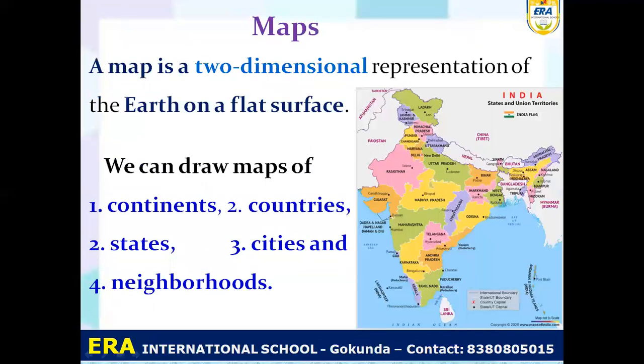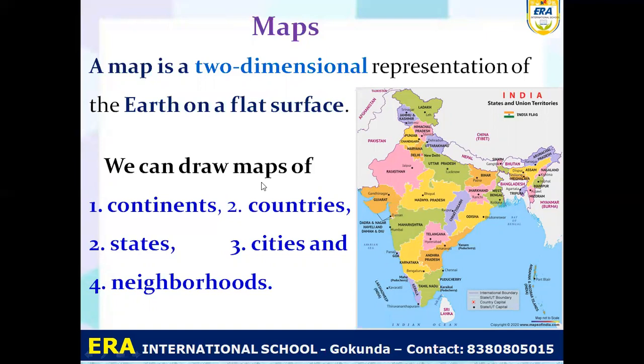The next topic we will learn is maps. You can see that this is the map of India. These are the different states of India. How is their location? What is their direction? You can see through the map. Okay. A map is a two-dimensional representation of the earth on a flat surface. Now you can see that this is a map which is drawn on a flat surface. So a map can be expressed on a flat surface.